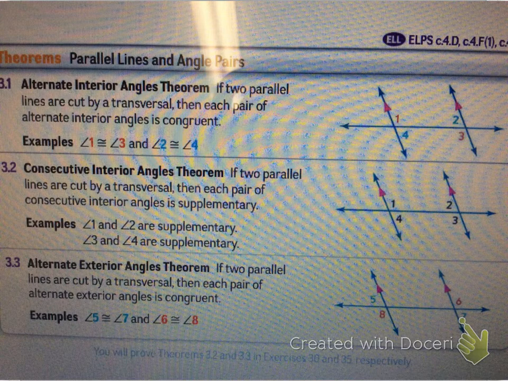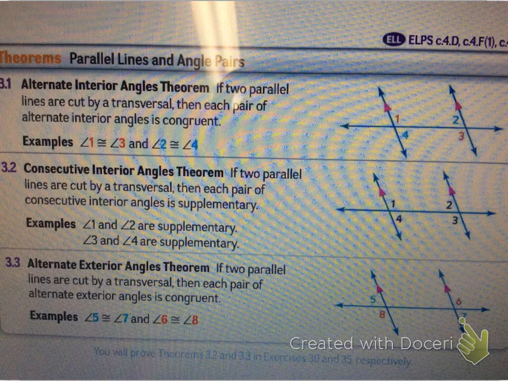But we have the alternate interior angles theorem, which says if two parallel lines are cut by a transversal, then each pair of alternate interior angles is congruent. So notice here, we're not just going from here to here, but now we're talking about alternate interior angles and saying those are congruent. Okay, so keep that in mind.